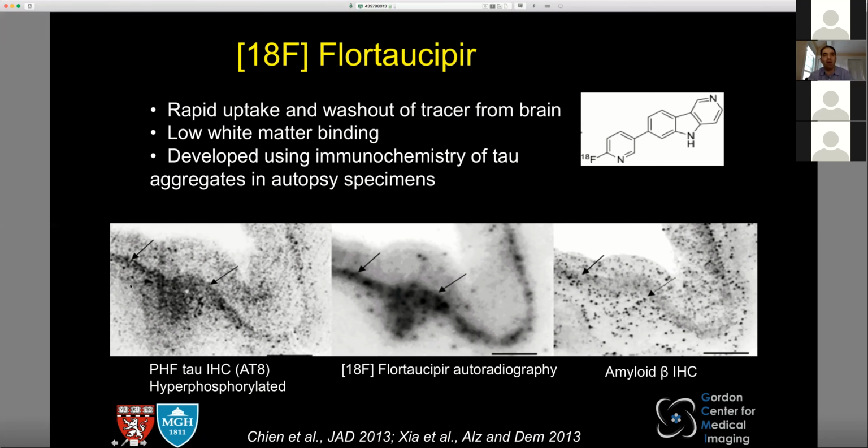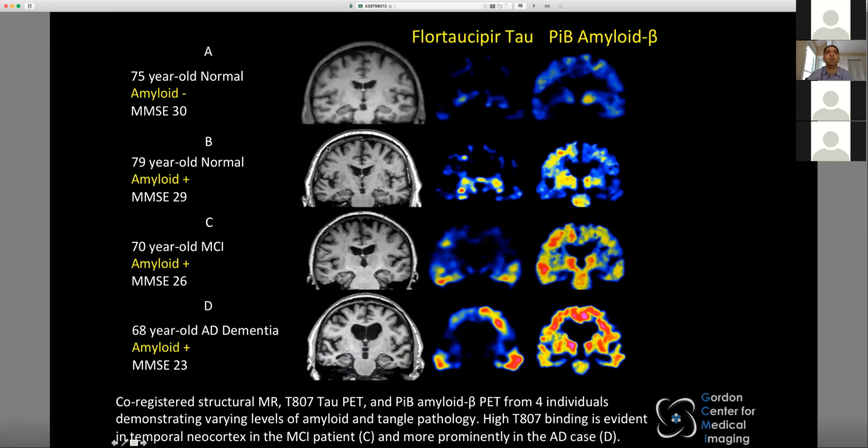What is that good for? Well, take a look here. Here's a normal patient. Here's an Alzheimer patient. And here's someone starting on the way, starting to have cognitive impairments.